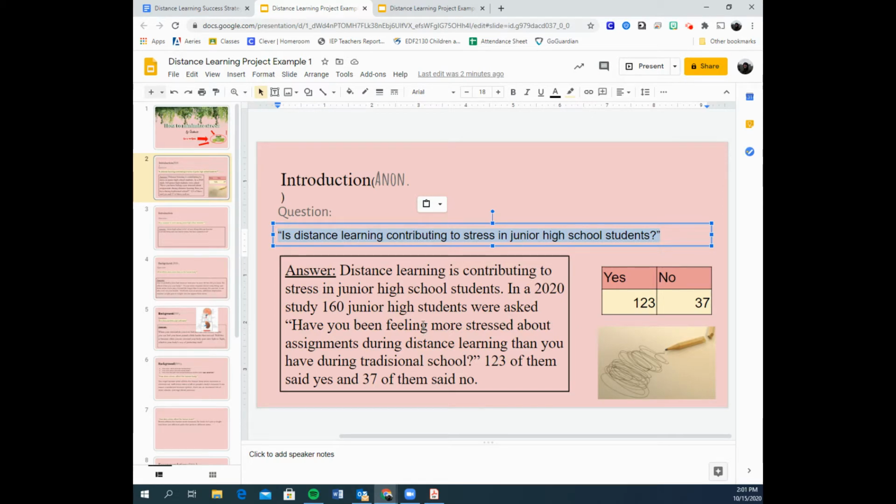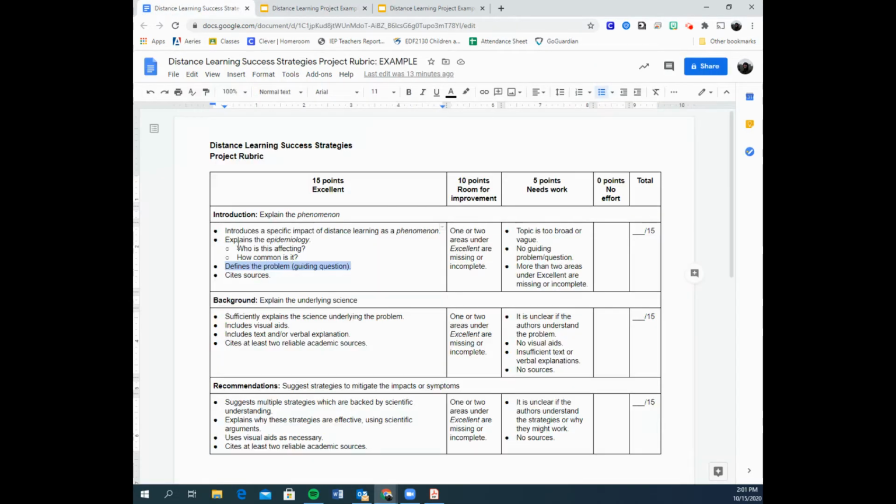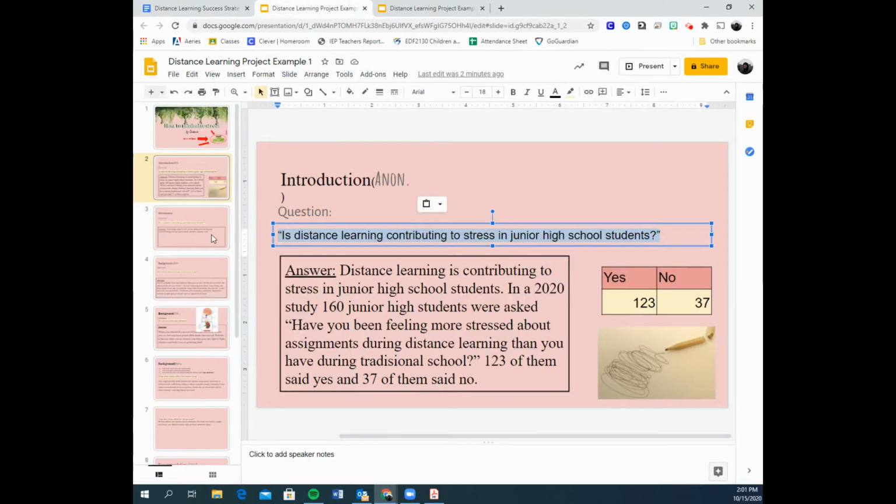Well, that's the epidemiology. That's who is it affecting? Okay, so that covers this part of epidemiology. Who is it affecting? Very good.